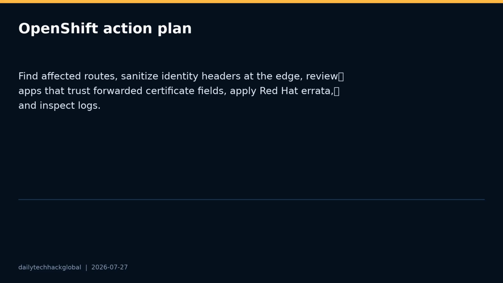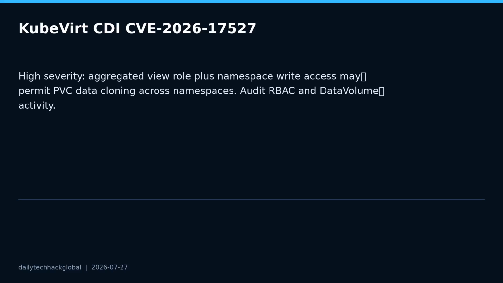For KubeVirt teams, audit cluster role bindings and role bindings that grant broad view access. Look for service accounts that combine read-style permissions across namespaces with write permissions in a controlled namespace. Review recent data volume clone activity for unusual source and destination namespace pairs. If your environment stores VM disks, build artifacts, secrets, or tenant data in persistent volumes, treat unexpected clone capability as a data loss risk, not only as a Kubernetes configuration bug.